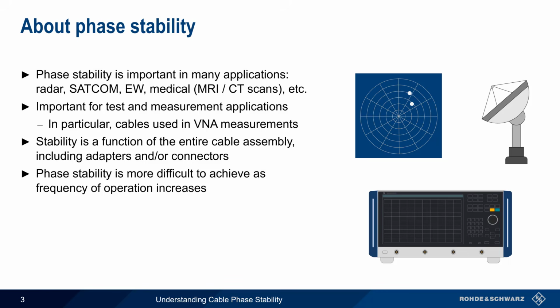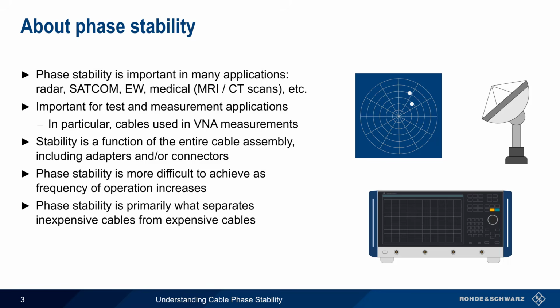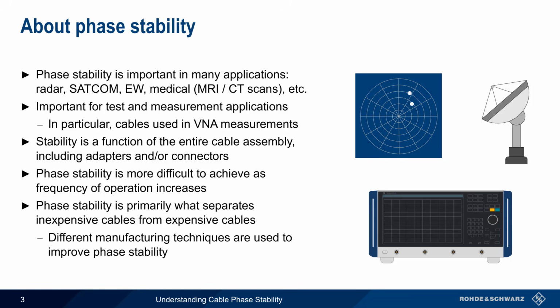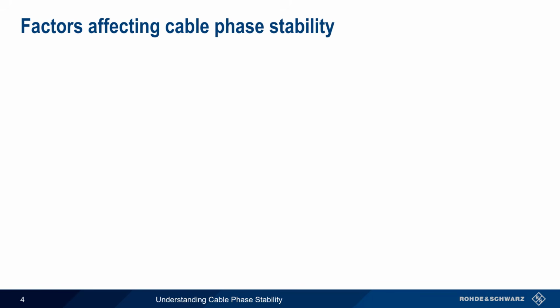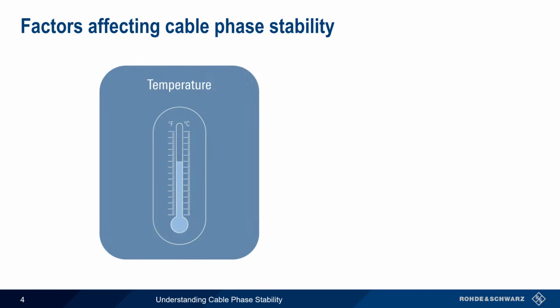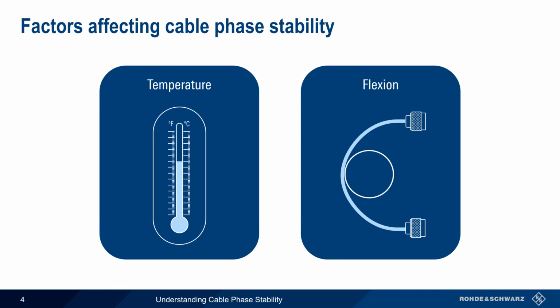And it's also worth mentioning that the difference between a cheap and an expensive RF cable is often the cable's phase stability. Many higher-end cable manufacturers differentiate their products by using different manufacturing techniques to improve phase stability. As mentioned earlier, cable phase stability is affected both by temperature and by flexion, or the amount of bending. So let's take a closer look at each of these, starting with the impact of temperature.